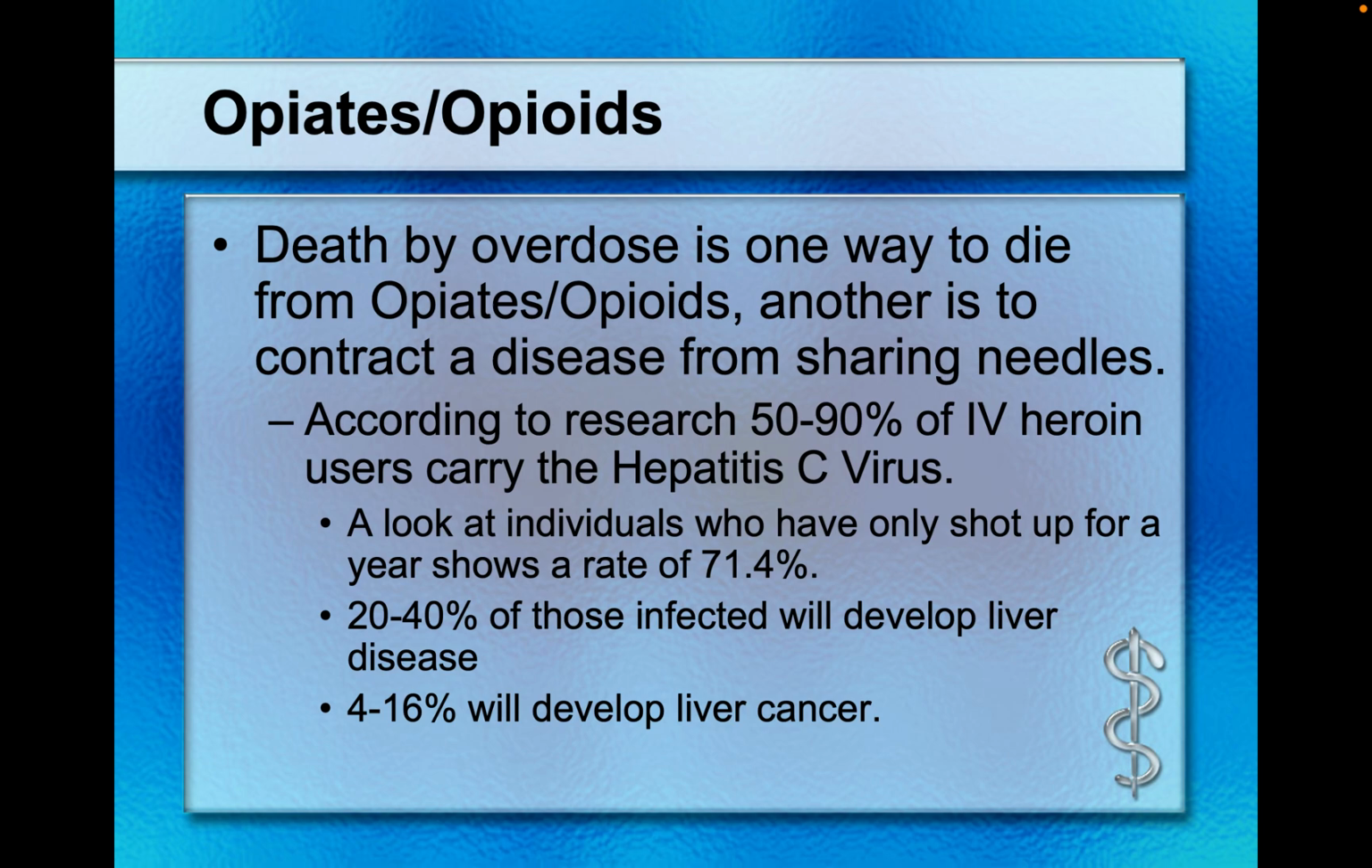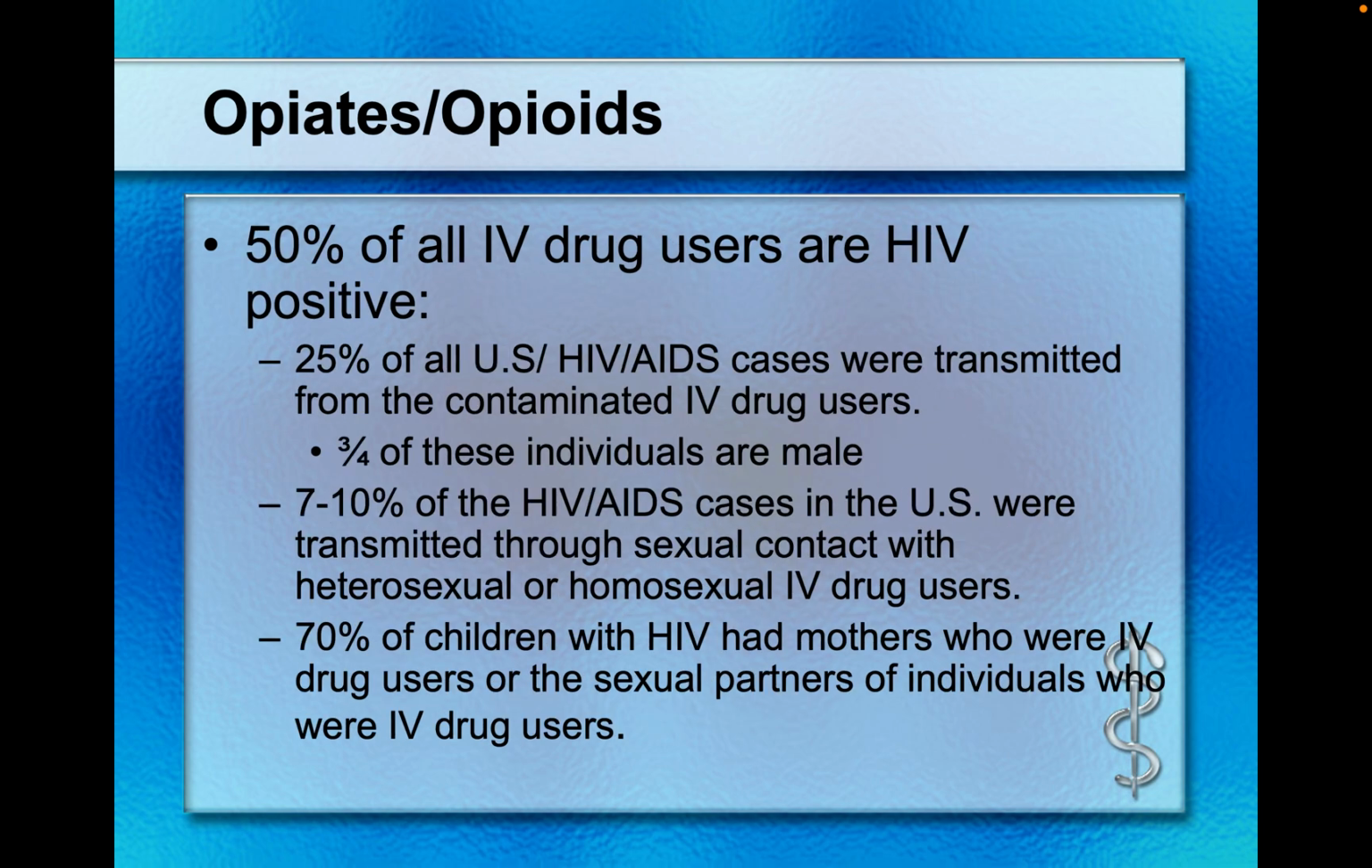According to research, 50 to 90% of IV heroin users carry the hepatitis C virus. A look at individuals who have only shot up for a year shows a rate of 71.4% of hepatitis C infections. 20 to 40% of these infected will develop liver disease. 4 to 16% will develop liver cancer and die from the cancer. 50% of all IV drug users are HIV positive. 25% of all U.S. HIV/AIDS cases were transmitted from the contaminated IV drug users. 3/4 of these individuals are male. 7 to 10% of HIV/AIDS cases in the United States were transmitted through sexual contact with heterosexual or homosexual IV drug users. 70% of the children with HIV had mothers who were IV drug users or the sexual partners of individuals who were IV drug users.